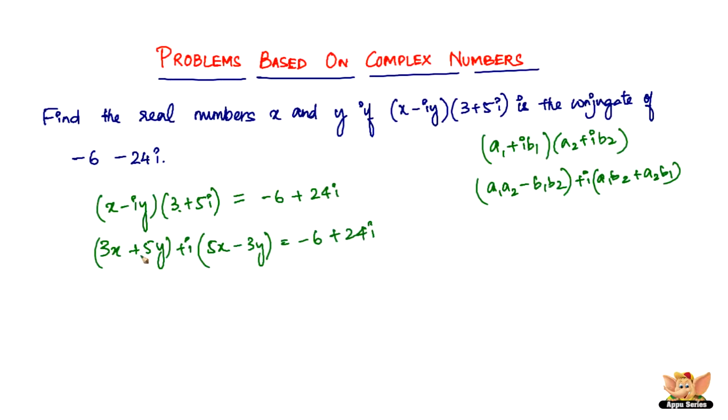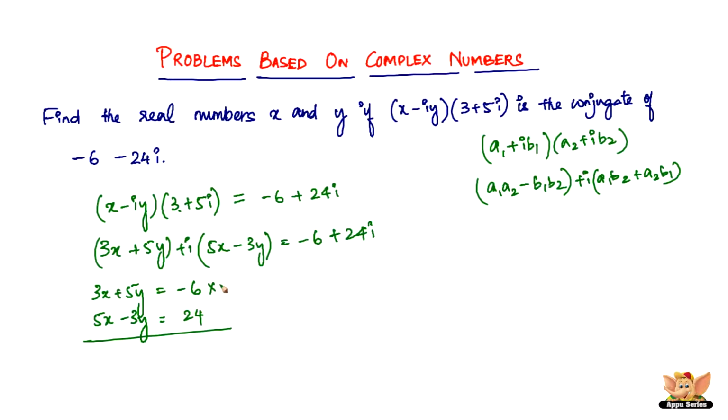So now this is of the form a plus ib equal to a plus ib. Now you can equate the real parts and the imaginary parts. Equating the real parts, we get 3x plus 5y equals negative 6, and equating the imaginary parts, we get 5x minus 3y equals 24. Alright, so now let's try to eliminate y.